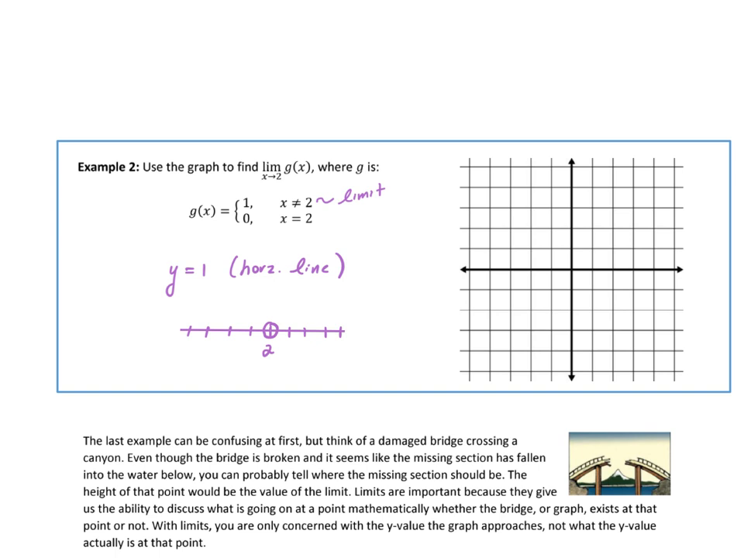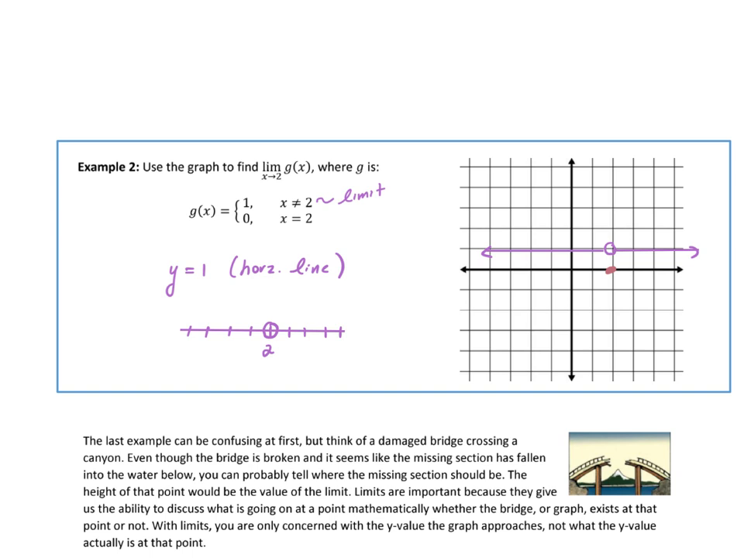Okay, but let's go ahead and graph it. So we're saying we have a horizontal line, but not at 2. So at 2, it's an open circle like that. And then it's a horizontal line. So it's going to go this way, and then it's going to go that way. So this is almost like a distractor. So it's when x is 2, y is 0. So it looks like that.